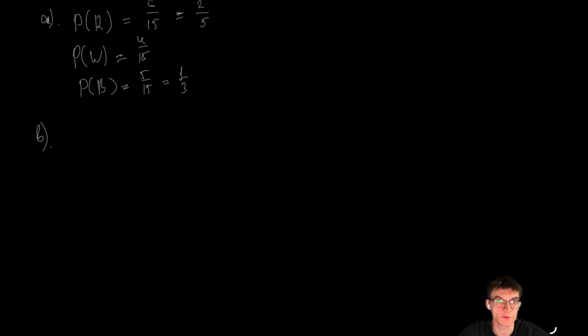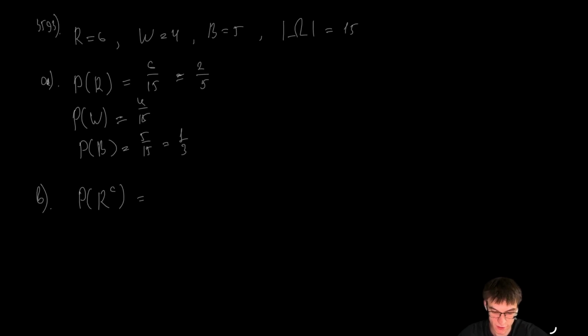All right, for the next one, we have the probability of the complement of R, which means not R. So we're drawing a ball, and what is the probability that this ball is not going to be red? We're going to wind up with a blue or white ball. So that's just all balls except the red balls: 4 plus 5 over 15, which gives us 9 over 15, or 3 over 5. That's the final result.